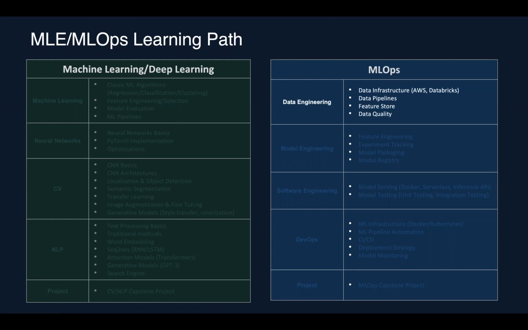Let's say if you are more familiar with the traditional classic machine learning algorithms and you would like to learn how to deploy models, you can jump to MLOps right away because they don't overlap that much. You can pretty much take a pre-trained model that you find on the internet or on Kaggle and try to deploy that. So these can be learned separately.